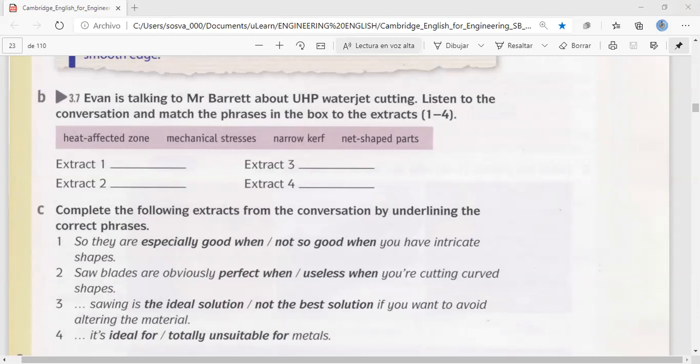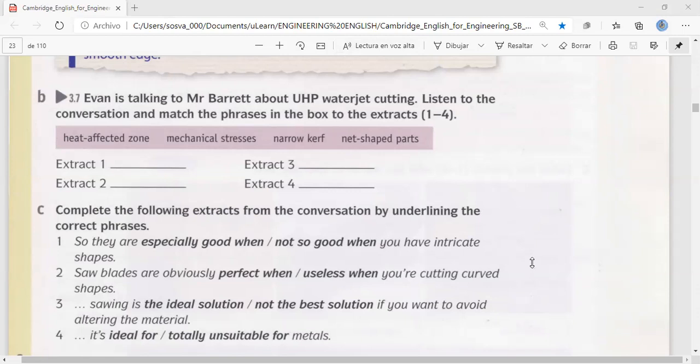It's okay, especially with 2. So I don't know if that was the answer for the first one. Yes, so they are especially good when you have intricate shapes. Yes. Let's go with number 2.